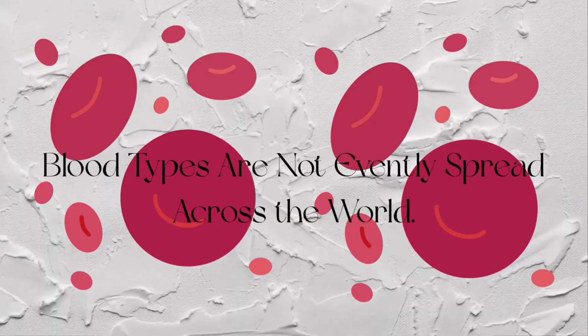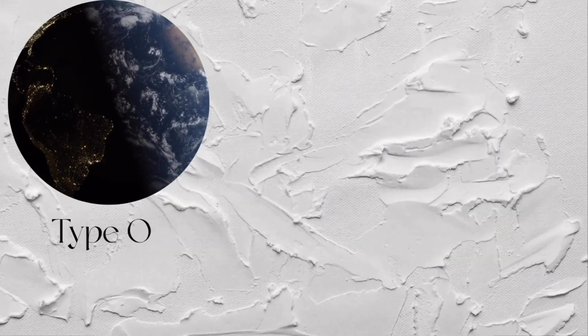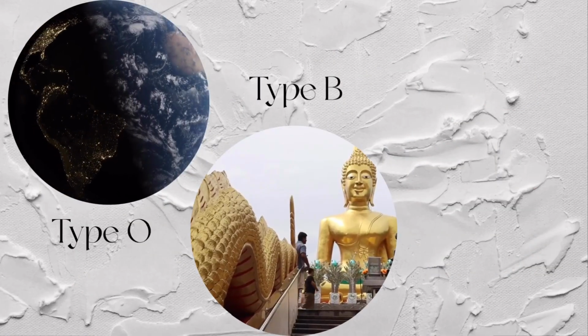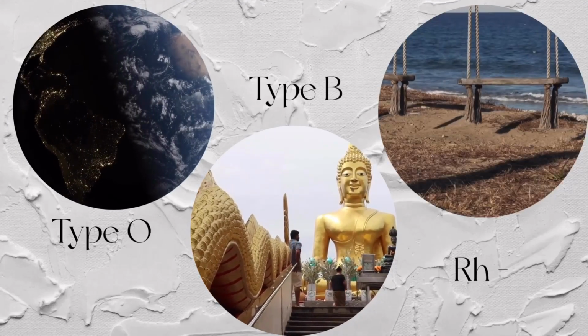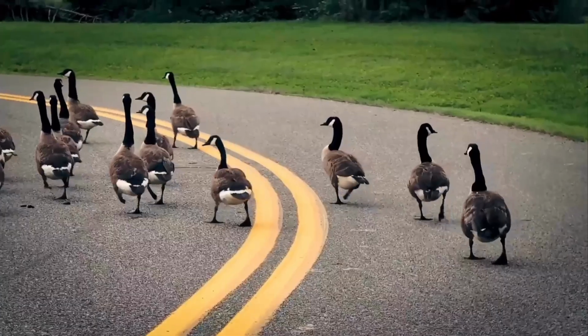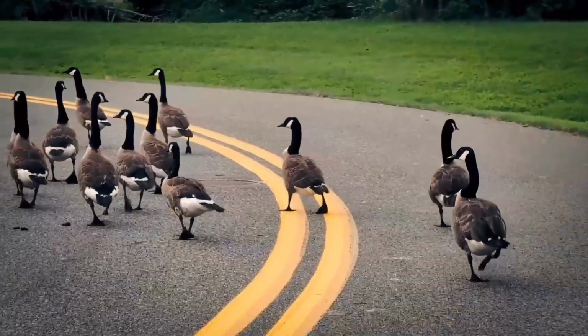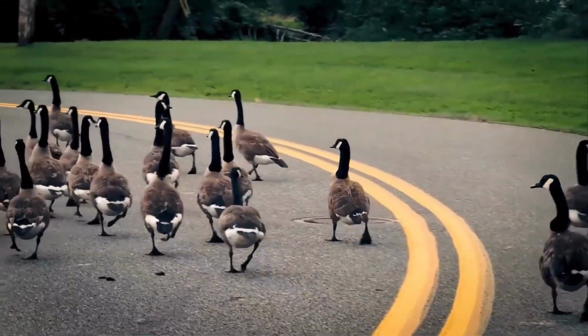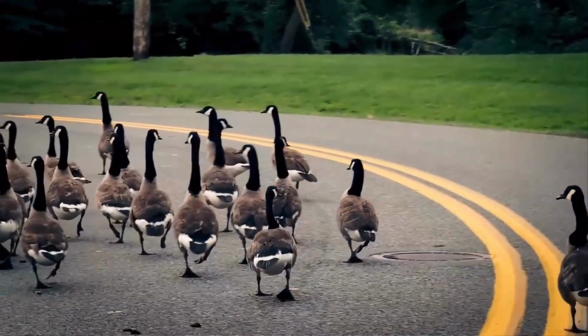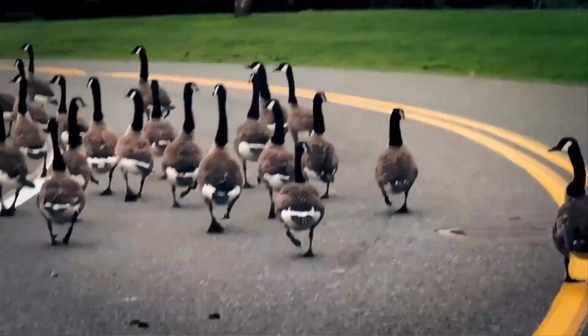Blood types are not evenly distributed across the world. For example, type O is more common globally. Type B is more common in parts of Asia. Rh negative is rarer overall. This reflects migration, environment, and genetic inheritance over generations. Your blood type carries a quiet history of human movement and adaptation.